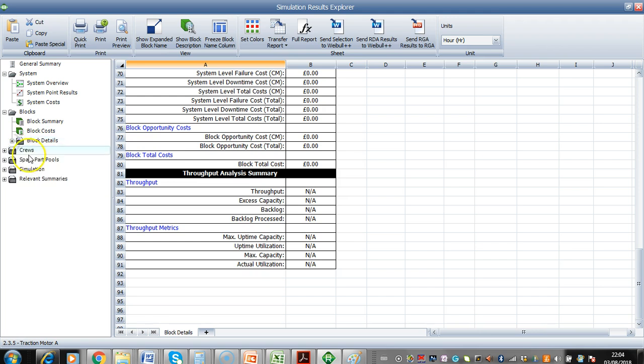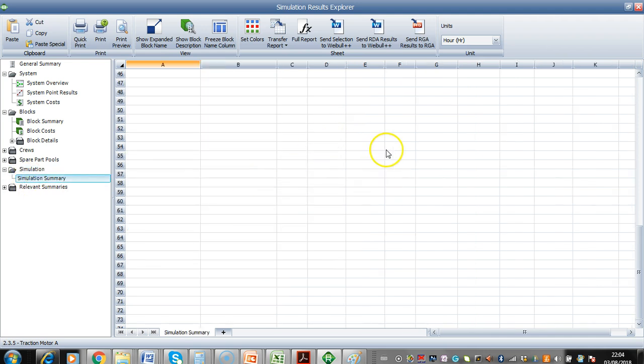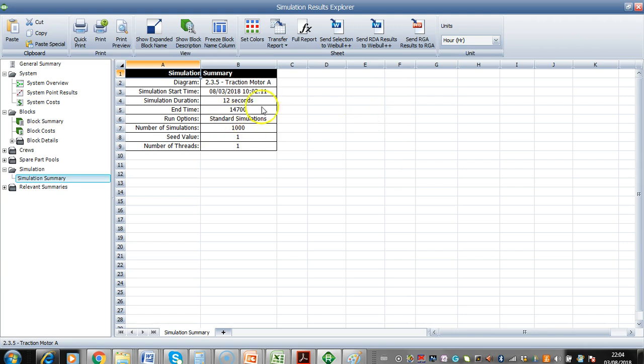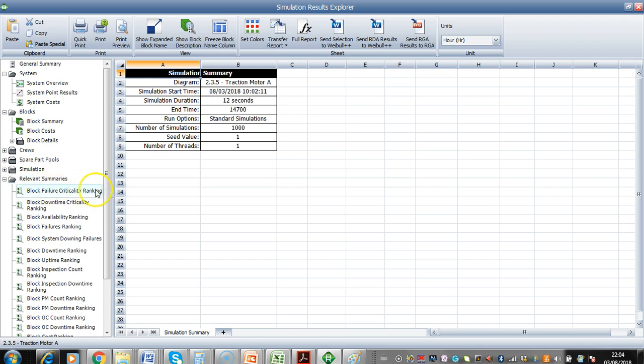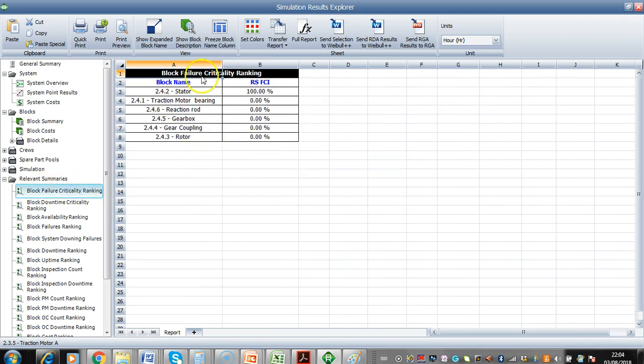We can look at each equipment, the spare parts, the fan spare parts, and the simulation summary. Here we just demonstrate the end time, how long it takes, the number of simulations, and what is most important here, the rank. That's the summary that we have.